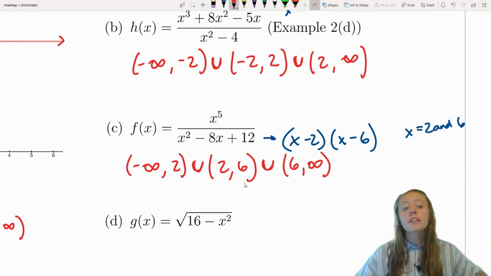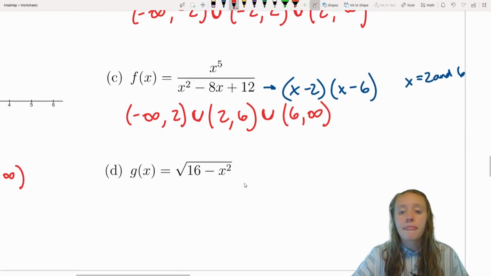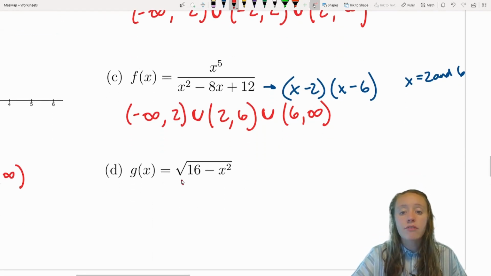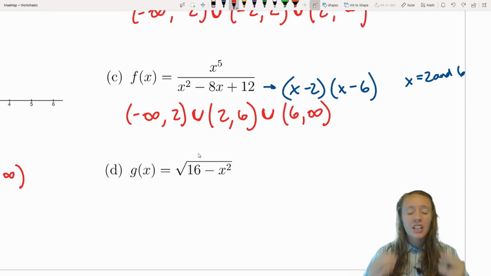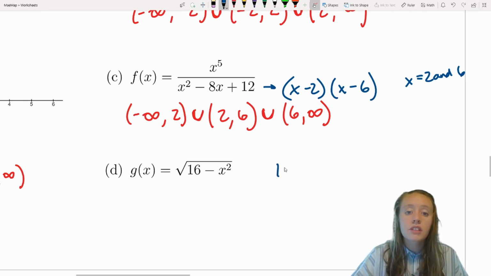And then lastly, we're going to continue on to part D. And in D, we have a radical function. And it's important to note here that our root is an even root. It's the square root. What can we not have under an even root? We cannot have negative values. So 16 minus x squared has to always be what? It has to always be greater than or equal to 0. We can have 0 underneath the radical, that's fine, but we can't have those negative numbers.